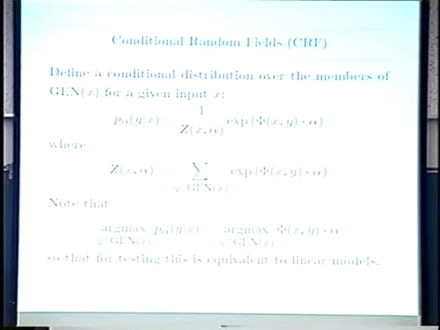So I've been talking about these linear models, and I've given you an algorithm basically to estimate the parameters of these models using a very simple framework. Now I'm going to use a similar setup. Essentially, it will be the same model, but I'll describe a different way of doing parameter estimation. What we're going to do is define a conditional distribution over the members of the GEN(x) space, the lattice, for a given input x.